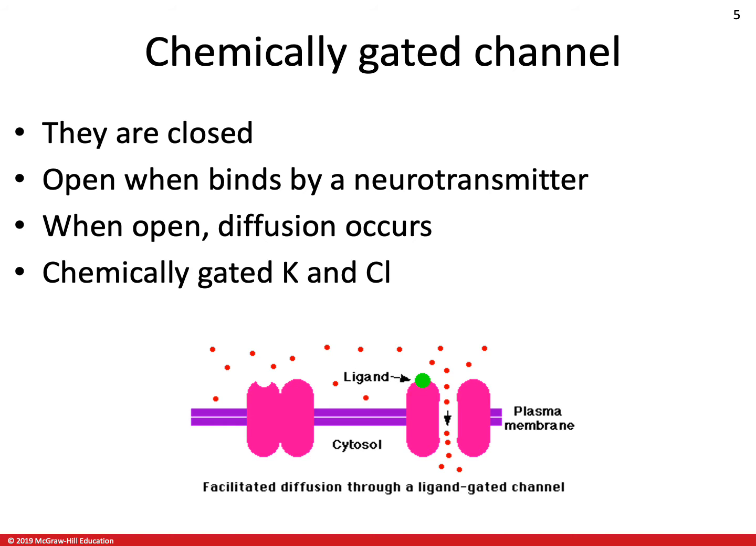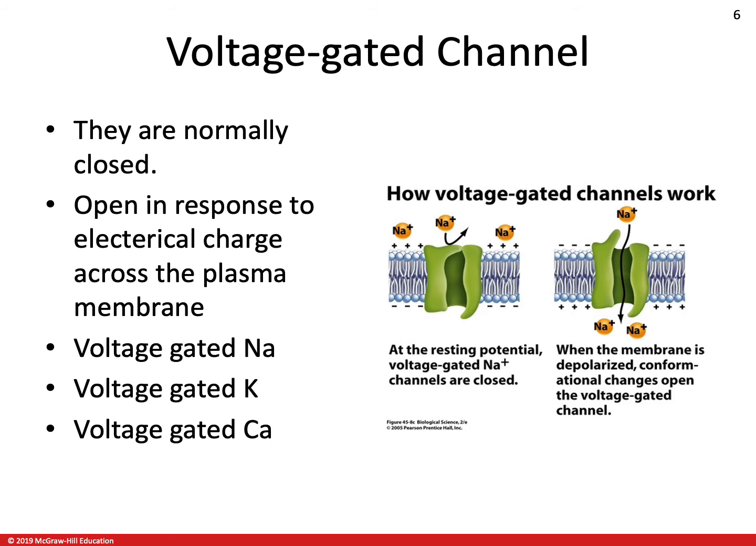As you see in this picture, we have a transport protein which contains a specific location for combination to the ligand. Our ligand may be a neurotransmitter. When a neurotransmitter attaches to our protein, the gate becomes open and it lets the substance go down its concentration gradient. Again, we don't need energy for the chemically gated channel.